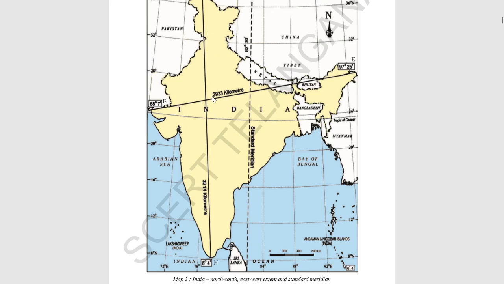And see here they have written from west to east 2933 kilometers, and from north to south 3214 kilometers. And this is the Bay of Bengal. These are the Lakshadweep Islands, and these are the other countries, that is Bhutan, Nepal, Bangladesh. These are the neighboring countries, China, Pakistan, Tibet, Myanmar and all.